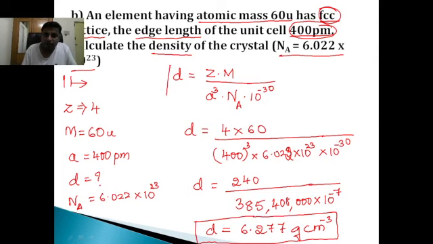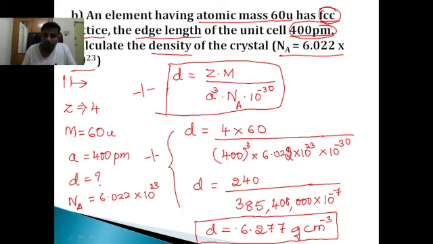Writing the formula, you will get 1 mark. For substitution, 1 mark. For the correct answer with the correct unit, 1 mark. So total 3 marks. Basically it is 3 marks, but in this model question paper it has been asked for 2 marks. Hope you understood. So the density of this unit cell is 6.2277 gram per centimeter cube. Fantastic.